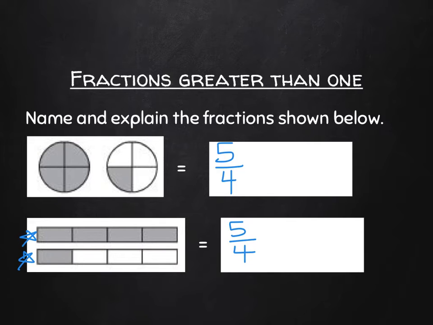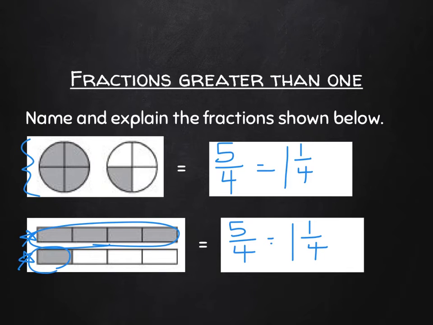Another way to think of this, with the circles on the top here, I see that there's 1 whole shaded and then 1 more fourth. Even though I said 1 and 1/4, I don't need the word and in this fraction. In fact, it's not correct to say it. Same thing on the bottom. I see that there's 1 whole rectangle shaded, and then on the bottom, 1/4 of the second rectangle.